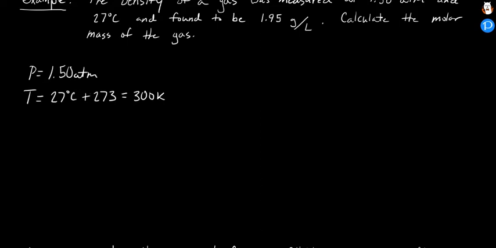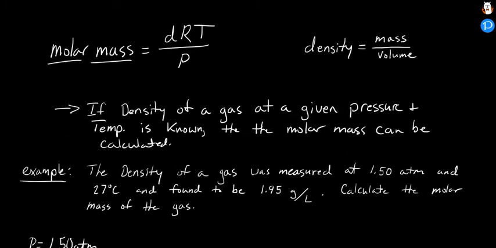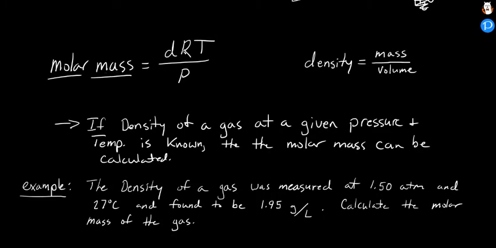We also have the density of the gas. They tell us it is 1.95 grams per liter. Okay, so all I have to do in this one is just plug our numbers into the equation that we've got up here. Again, molar mass is equal to dRT over P.